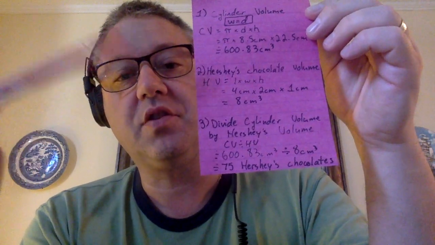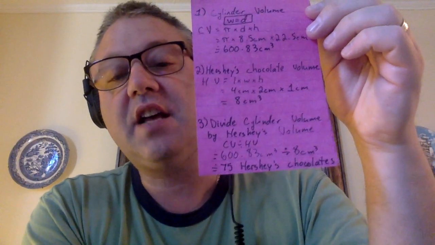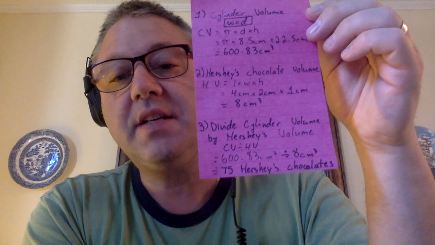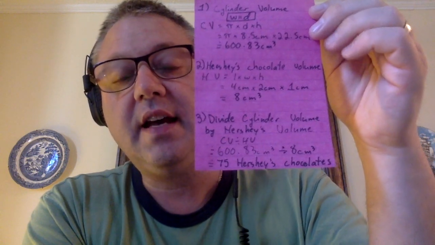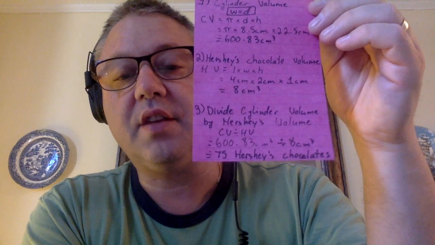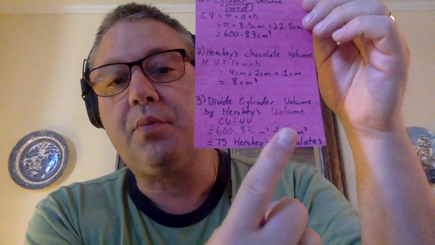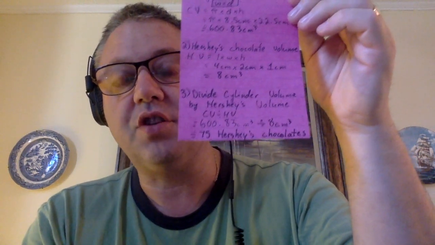So there's two pieces of work to start. Then we take the 600.83 cubic centimeters and divide it by 8. And I expect you to use a calculator for this. You would get approximately 75 Hershey's chocolates.